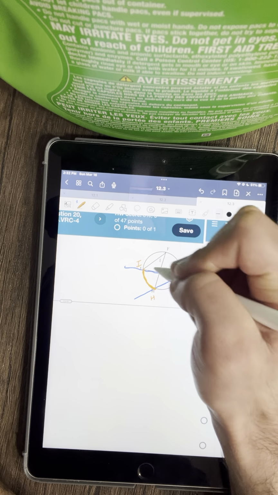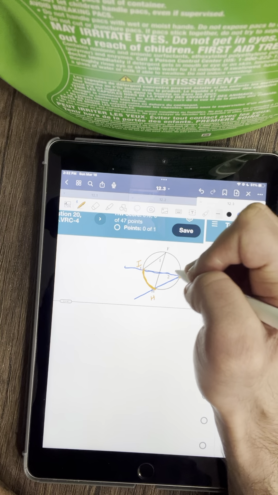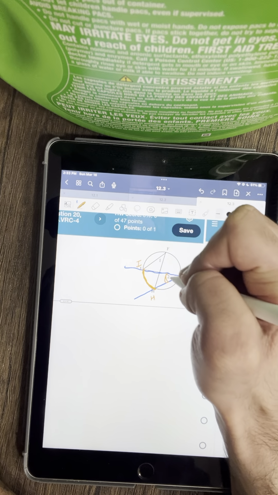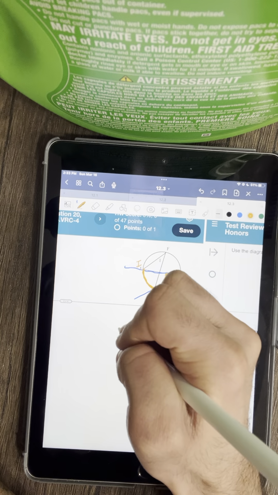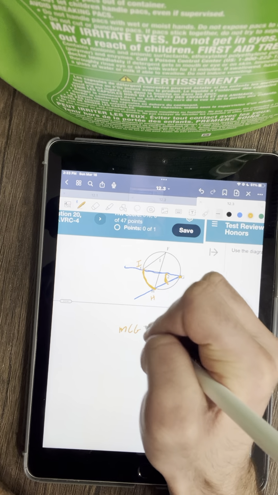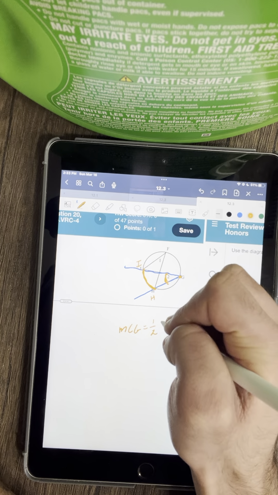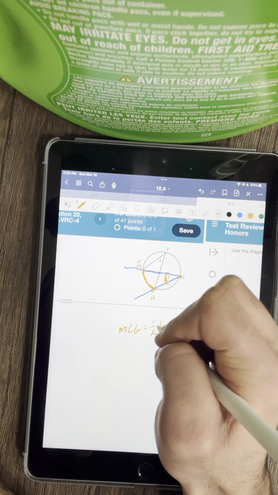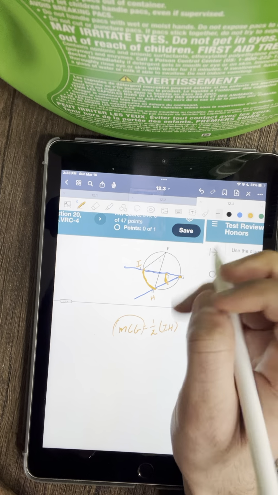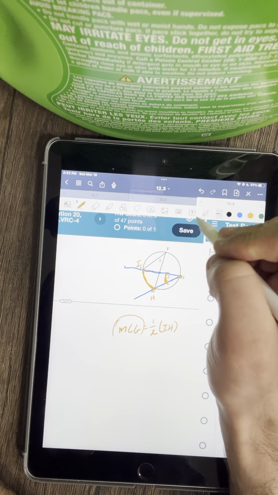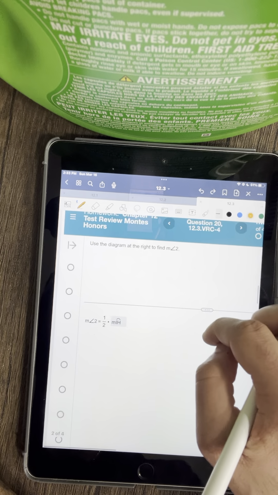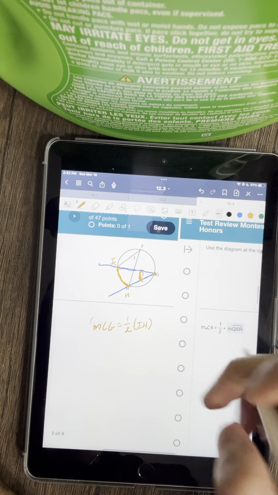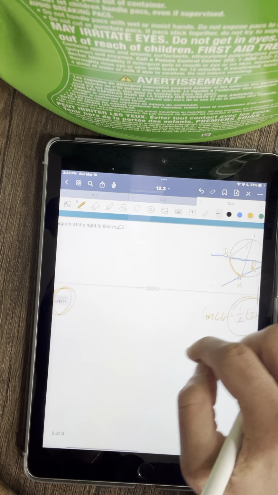But is it just going to be arc of IJ? No, this is going to be double of this too. So you can either say that the measure of G is half of IH, or you can say that IH is double of angle G. So let's see how they want it. Half of measure IH, which is what we just have here. Okay?